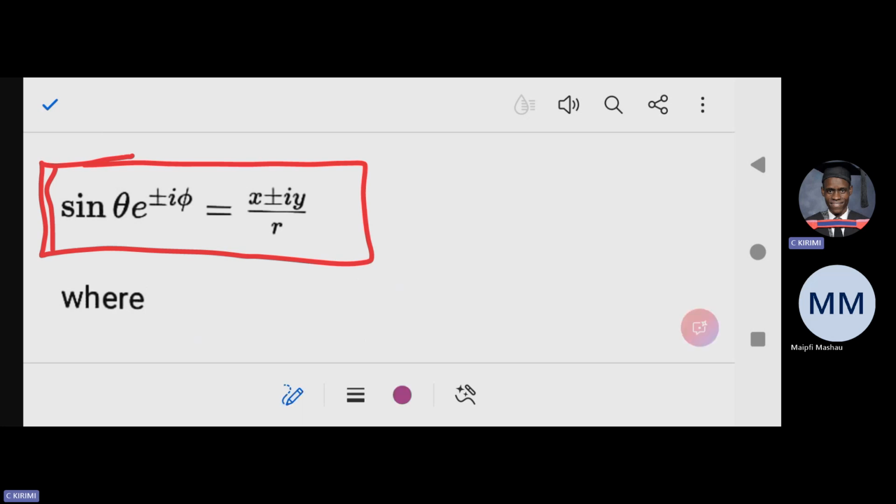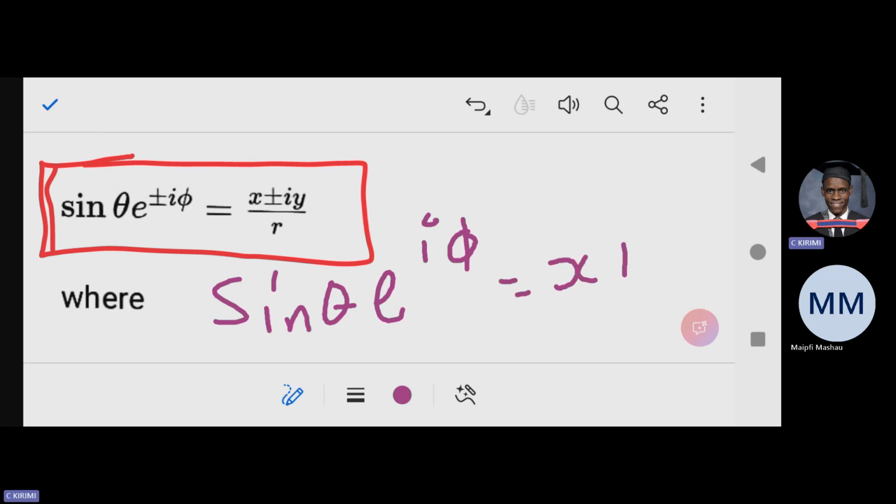In other words, what does that mean? It means if I use a positive, it corresponds also to a positive. For example, sine theta e to the power i phi is equal to x over r, then it also corresponds to a positive. Why? Because there the sign is also positive, over r. So that's what it means.